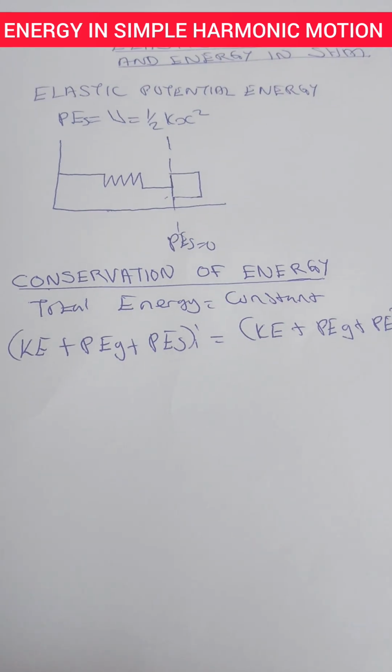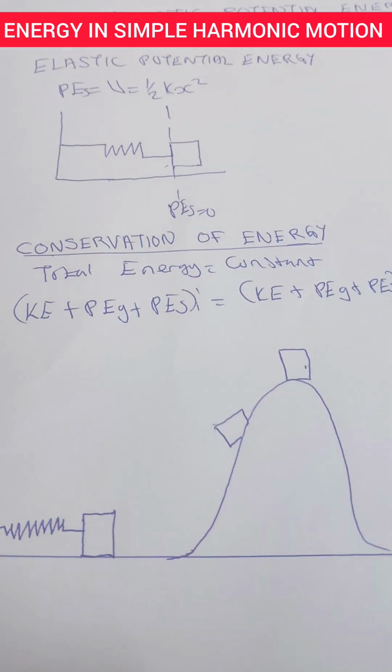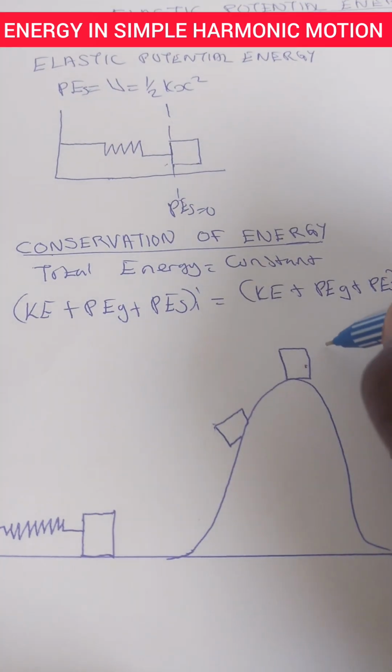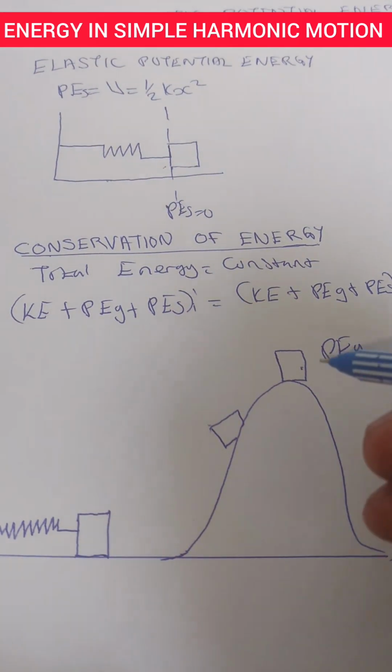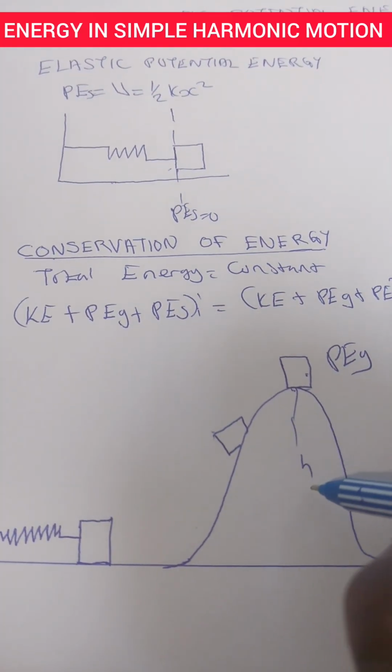So let's take, for instance, the example interpretation that I can give. At the top of a hill here, the only thing that is present is gravitational potential energy. Why is it gravitational potential energy? Because there is a height somewhere here. As you can see, there is a height.